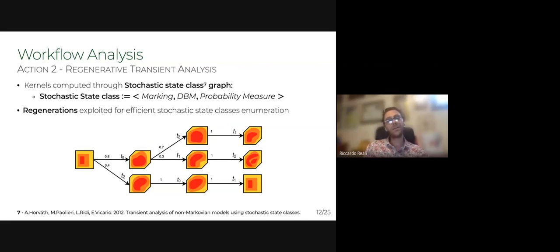Global and local kernels are evaluated using information encoded in the stochastic state classes, which are not in this case enumerated strictly as done for non-deterministic analysis, but exploiting regenerations. In particular, whatever the starting state class, which is a regenerative state, the enumeration of successors is limited to the state before regeneration and then repeated for the regenerative states, simplifying the evaluation of the probability distribution of stochastic state classes. This holds because in regenerative states, the future does not depend on the past behavior anymore.